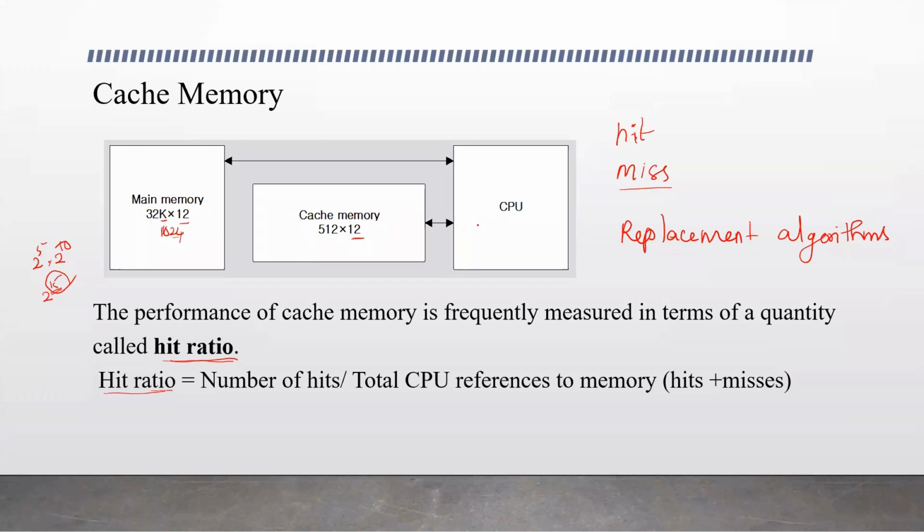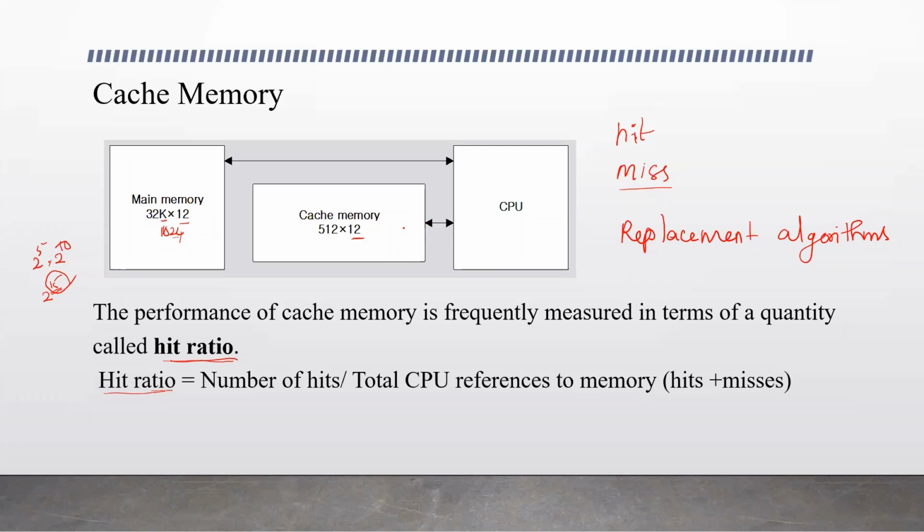So the operation is: the CPU first looks into cache memory for any word for processing. If it is available, it will access it, and the access is faster. Only if the word that the CPU is looking for is not available in cache, it looks into main memory and accesses it from there.